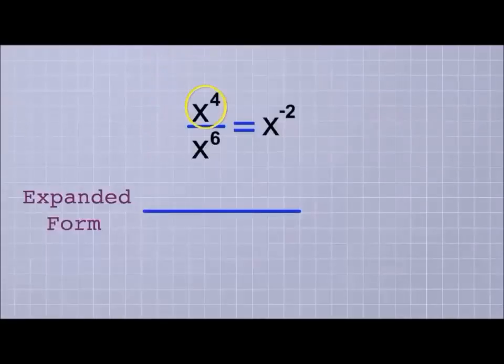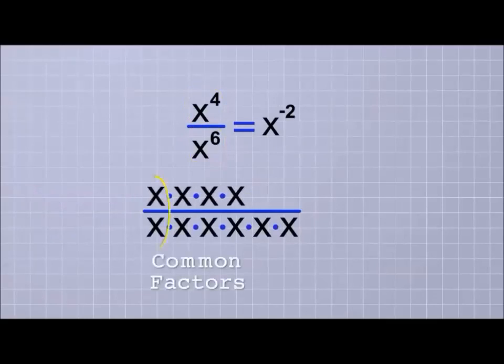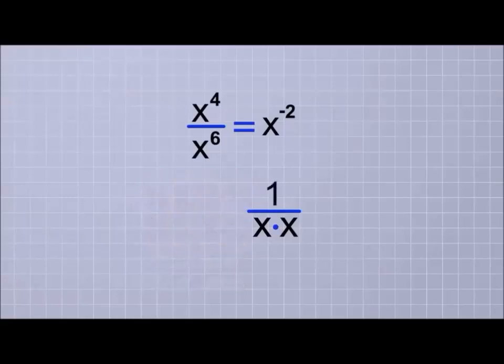Let's try writing it out in expanded form to see if that's true. On the top, x to the fourth would be the same as 4 x's multiplied together. And on the bottom, x to the sixth would be the same as 6 x's multiplied together. Once again, we see that there are pairs of common factors that we can cancel. 4 pairs to be precise. And when we cancel them all, we're left with a 1 on the top, because there's always a factor of 1, and only 2 x's multiplied together on the bottom.